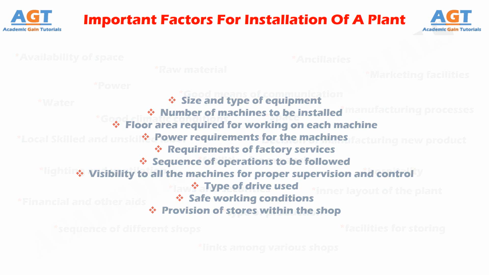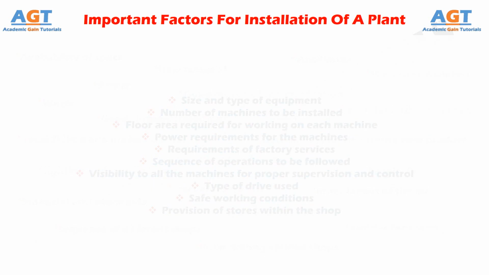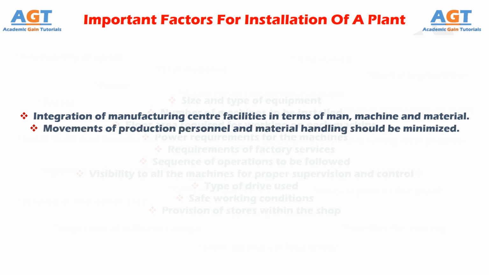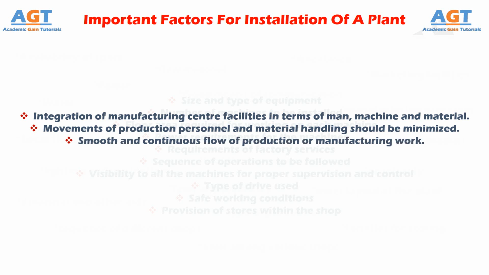A good plant layout should meet the following basic requirements. Integration of manufacturing center facilities in terms of man, machine and material. Movements of production personnel and material handling should be minimized. Smooth and continuous flow of production or manufacturing work with least possible bottlenecks and congestion points. Floor space utilization should be optimum as far as possible.